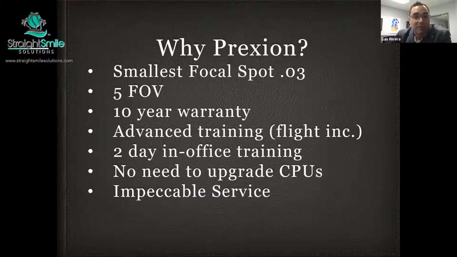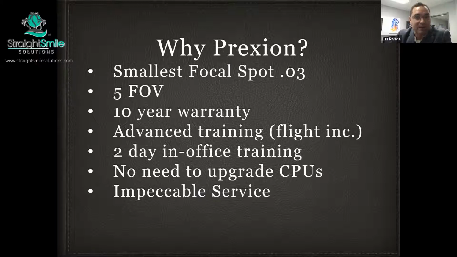So we pick up all those fees and your flight, your hotel, all that. That's part of the package. You also get trained in the office, so we train your staff and yourself for 2 days in the office. And there's no need to upgrade your CPUs in your office. It comes with its own server, so there's no need to upgrade, and there's no licensing fees. It's just one price, and you're done.